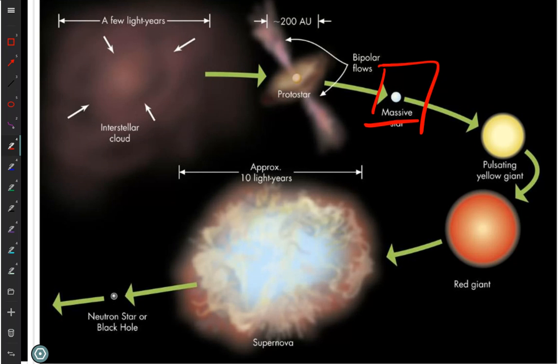So there's a lot more mass, hence a lot more energy, a lot more elements that can be fused. Why does it stop producing iron as the last stage? It stops there because iron is the most stable nucleus.